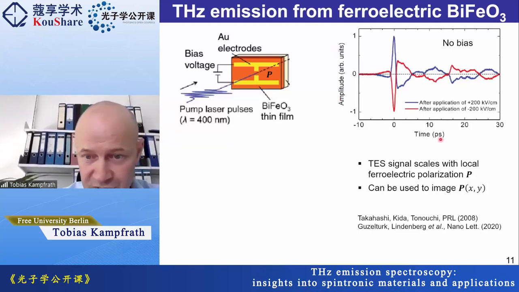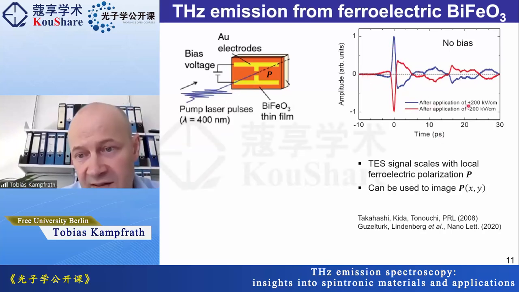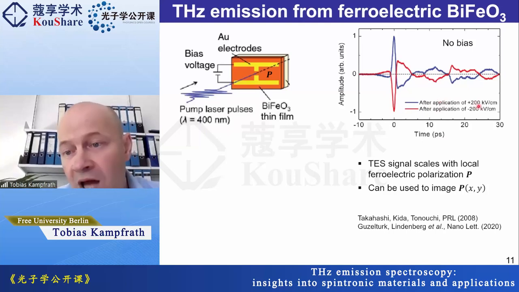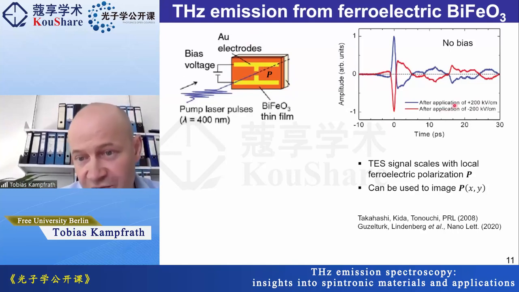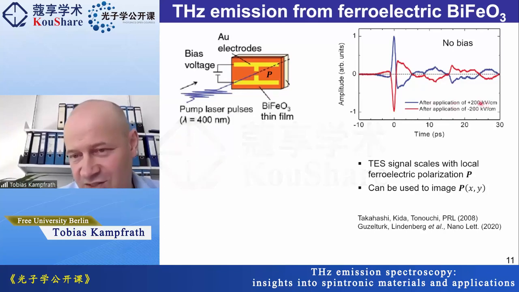Here is the amplitude as a function of time. And you see they indeed measure such a blue waveform here. And the blue waveform they obtained after the application of 200 kilovolts per centimeter, so in the direction to the top here. And then they switched off the bias electric field and measured this blue waveform.